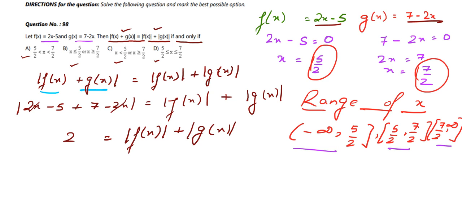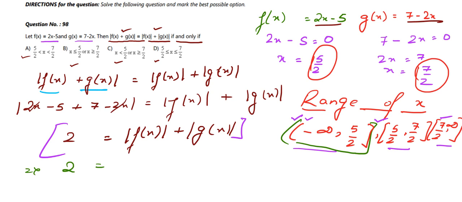This can be done by considering a value out of these three ranges, putting that value in this equation and checking which value satisfies it. So first let us find a value from minus infinity to 5 by 2. The most suitable number in this range is 0. So let's put 0 here.